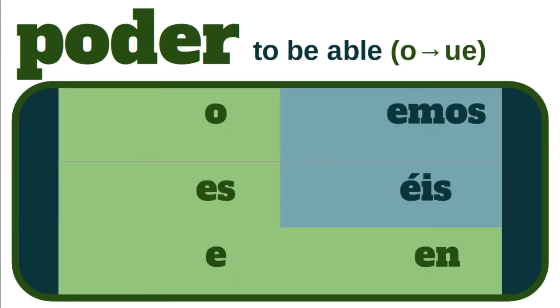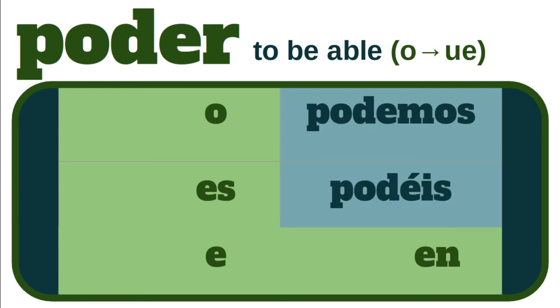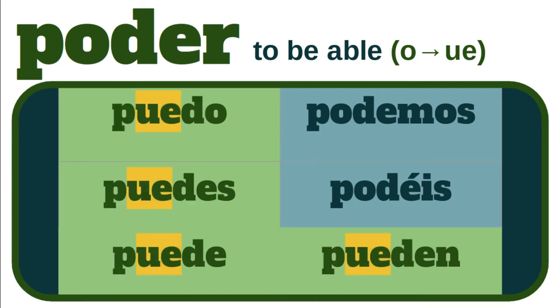You've already learned that the endings for an ER verb like poder are o, es, e, emos, éis, and en. So you might expect that we're just going to attach those endings to the first three letters of the word, pod: podemos, podéis. And for the nosotros and vosotros forms, that's true. That's exactly what we're going to do. They are podemos and podéis. But for the other four forms, we're going to make the O to UE change.